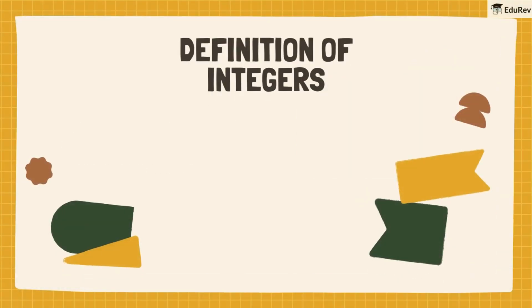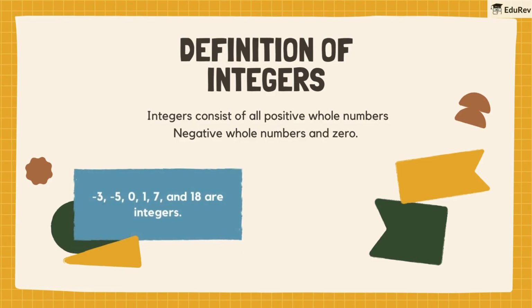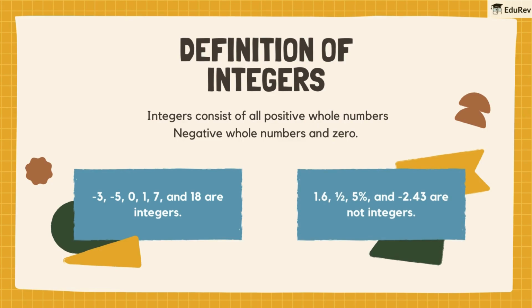Integers are like the building blocks of numbers. They include all the whole numbers that are positive, like 1, 7, and 18, all the whole numbers that are negative, like -3 and -5, and also the number 0. So, -3, -5, 0, 1, 7, and 18 are integers. But numbers like 1.6, 1.5%, or -2.43? Nope, those aren't integers because they are not whole numbers. Integers are simple and neat, only whole numbers allowed.